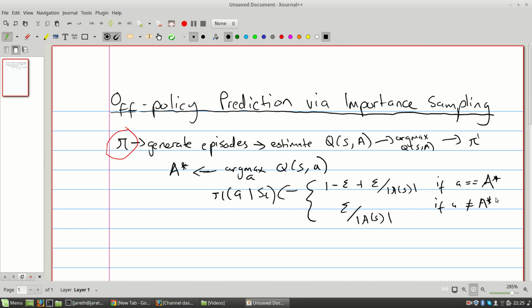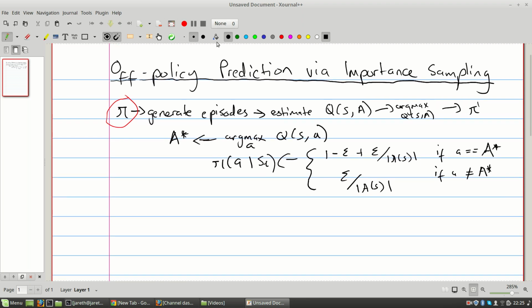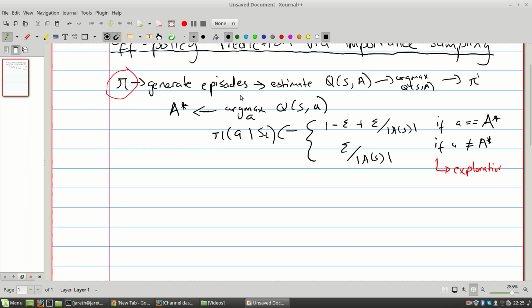So why were we doing this? Because, like we said, if we just follow the sequence, we're going to miss some potential state-action pairs that might actually end up being more optimal than the ones we're currently exploring. So this factor allowed us to do a bit of exploration. This is what we were doing in the context of on-policy methods.